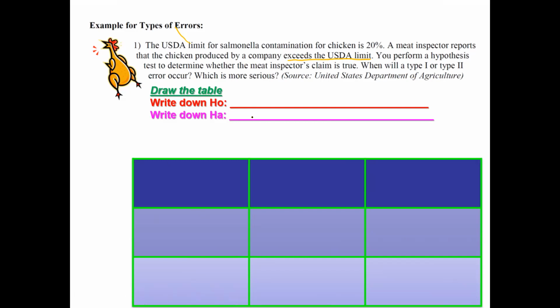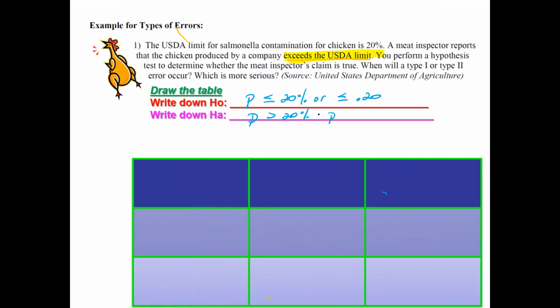So my null hypothesis is going to say the meat inspector report that the chicken produced by a company exceeds that, okay? So obviously from the standpoint of the company, I'm going to say, oh, hold on a second, absolutely not. The average of contaminants is going to be less than or equal to 20%, or less than or equal to 0.20. People are not getting sick more than 20% of the time. Well, as the person going in there and inspecting that, I'm like, you know what? I don't think I agree with you. I think it's more than 20%.